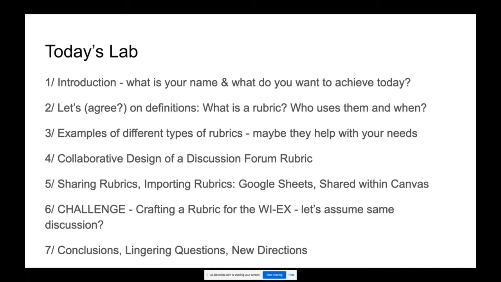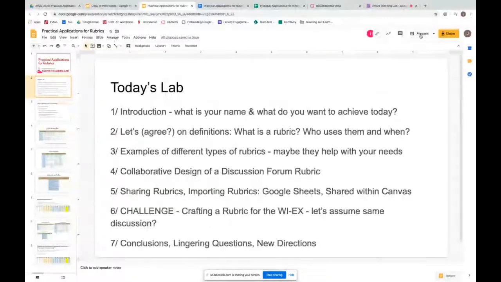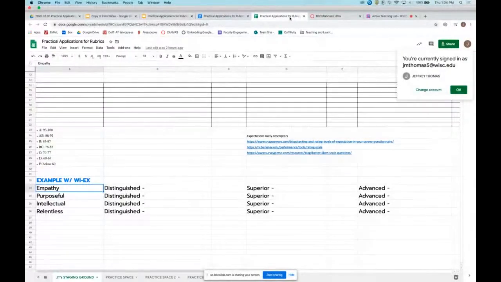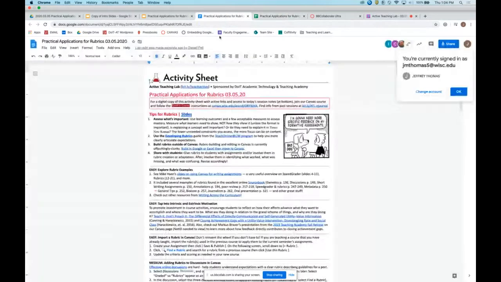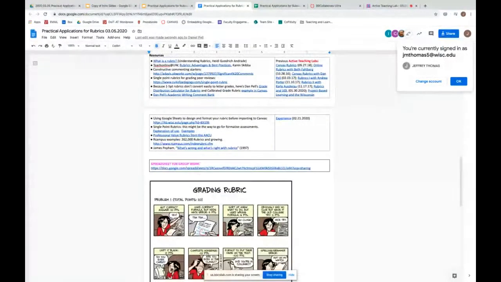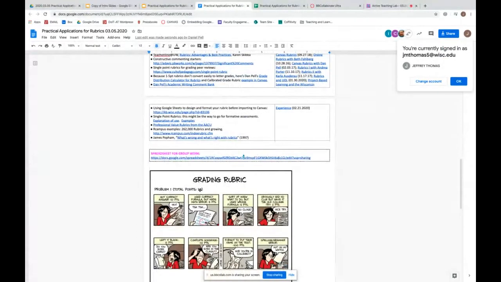So in front of you, most people already know this, we have the activity sheet. On the activity sheet, I added something at the very bottom. If you have the digital copy of the activity sheet, it would be great if you could log into that. The reason is that I've created an additional spreadsheet for some of the collaborative work we're going to be doing with Google Sheets to import those rubrics into Canvas. If you scroll down all the way to the bottom of the activity sheet, you should see the spreadsheet for group work as a Google Sheet that you can log into for some additional practice space. And that URL is at the top of your activity sheet.